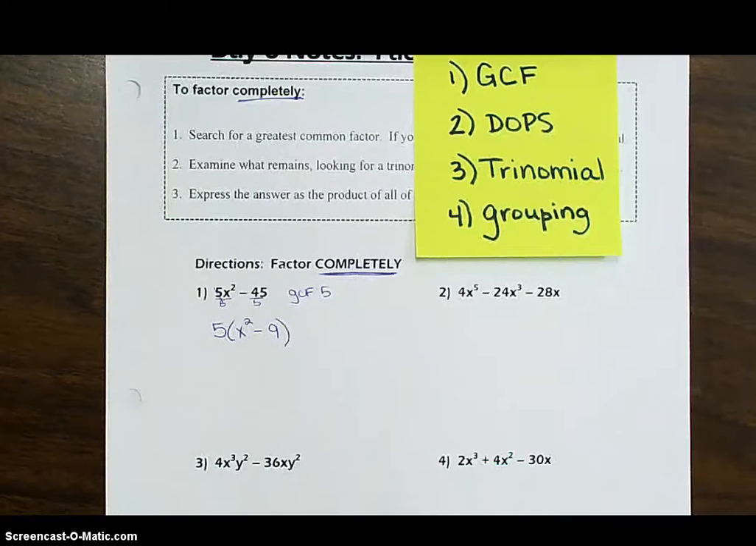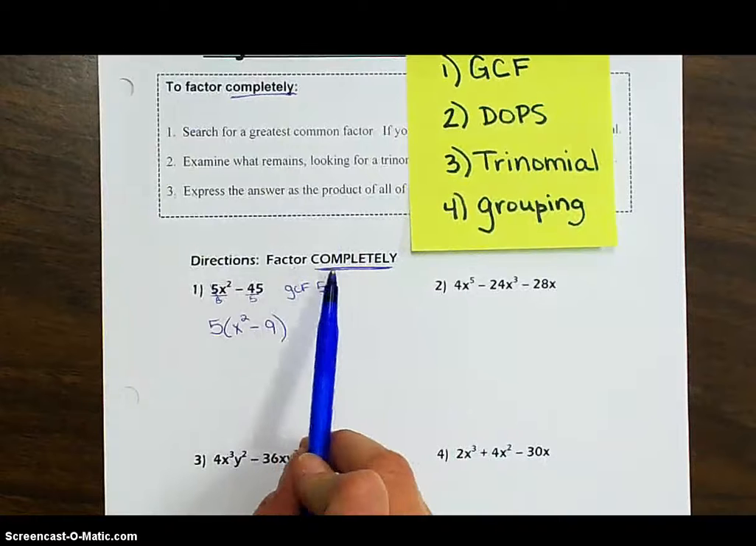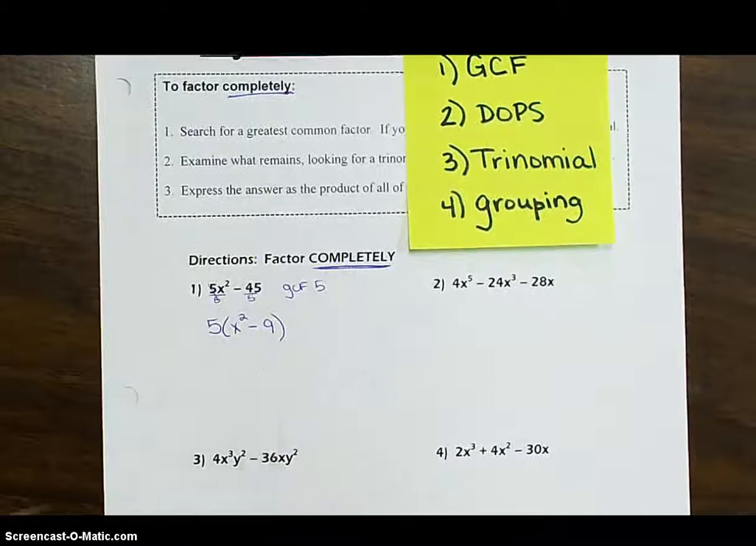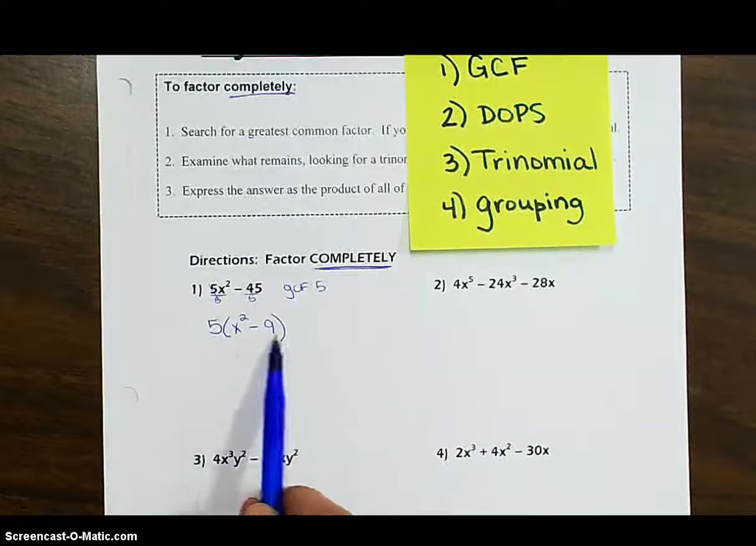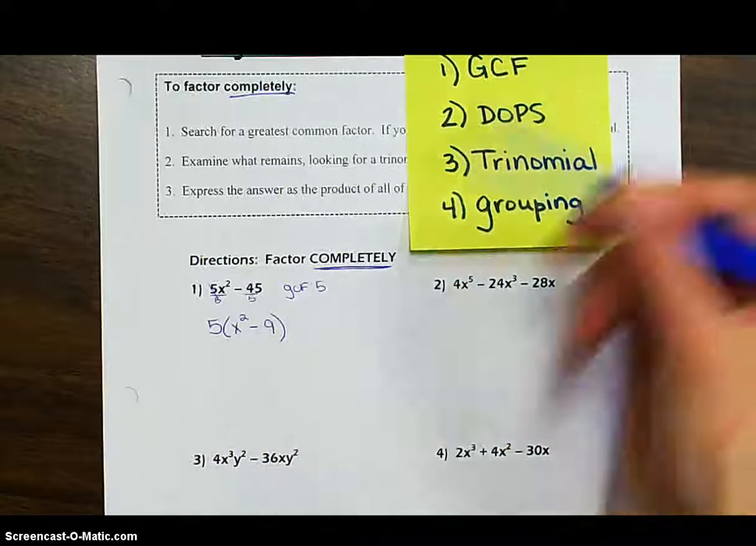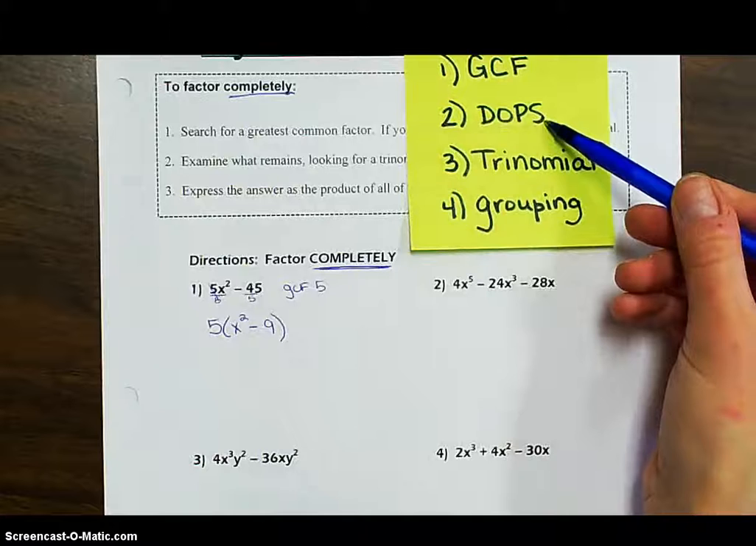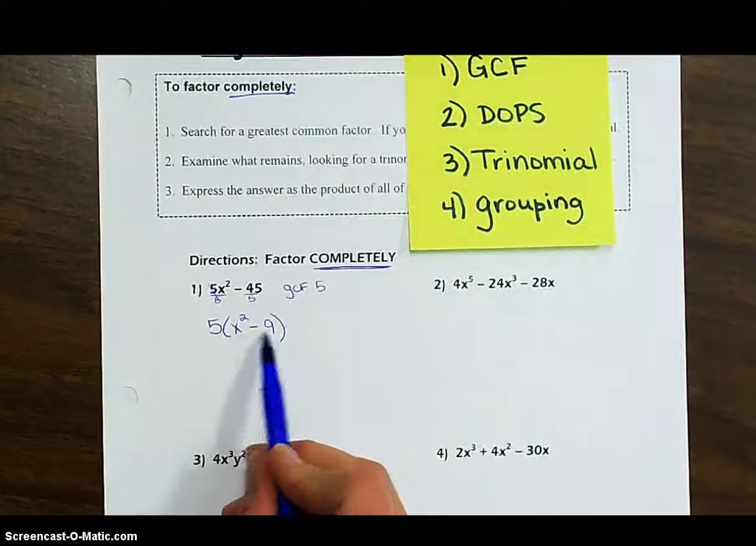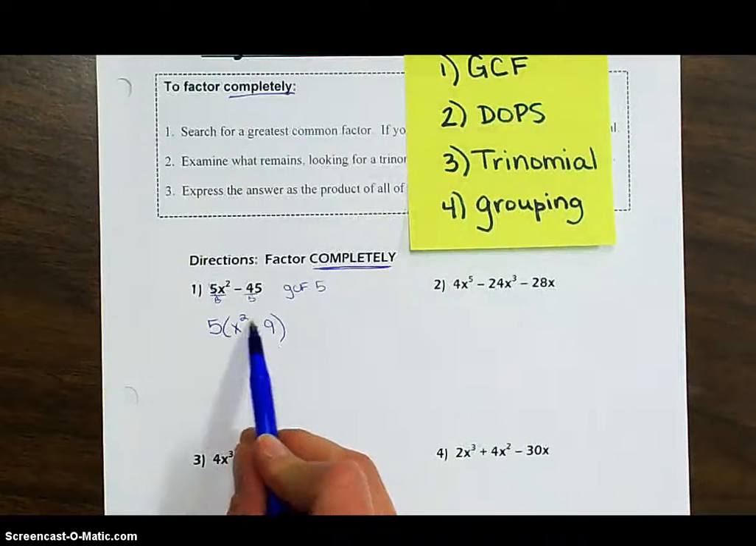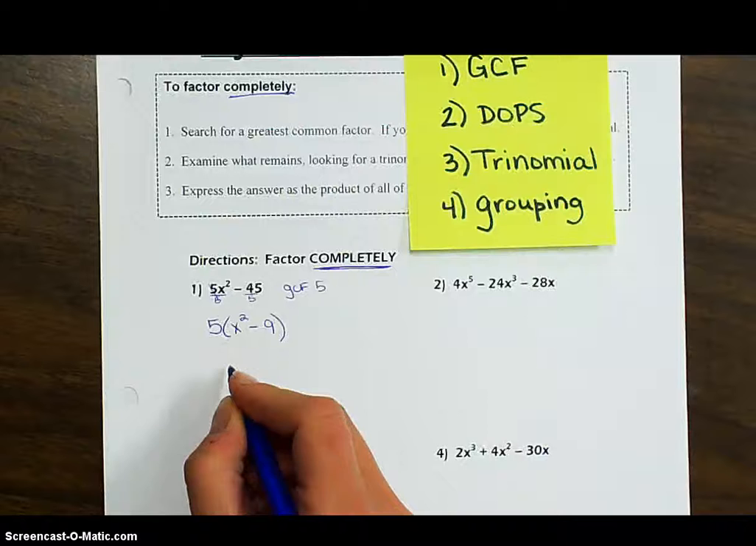Now, we factored once, but we were told to factor completely. All right, so that means we have to look inside of the parentheses. Can I factor this again? Well, we already used GCF, so now we're going to look. Can we use DOPS? X squared minus 9, they are both perfect squares. It is a difference, so yes, we can use DOPS.